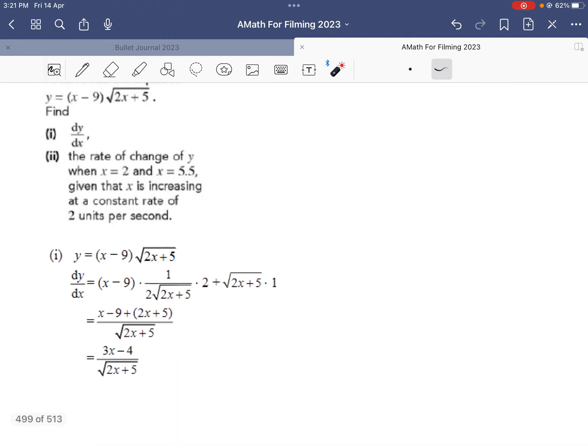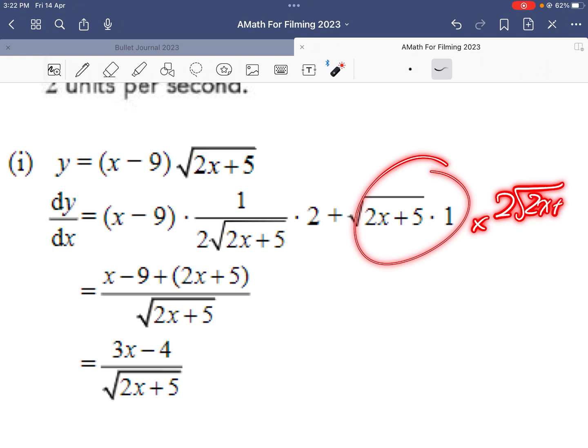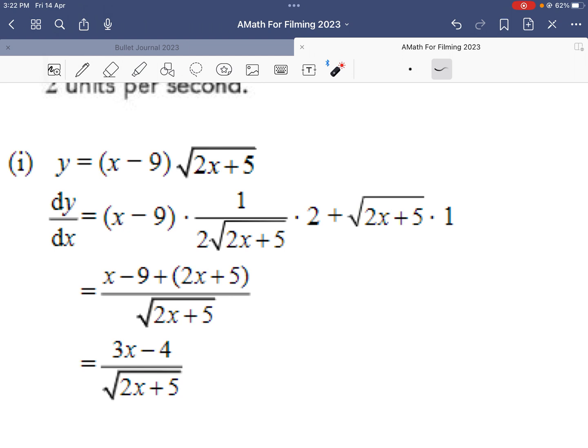Let's go. First they ask you to find dy/dx. For this one, quite simple: v times du/dx plus u times dv/dx. Then, because of this denominator for this term, I multiply by 2x plus 5, 2 root of 2x plus 5. If you simplify everything, what you will get is this step, and then it will actually simplify.